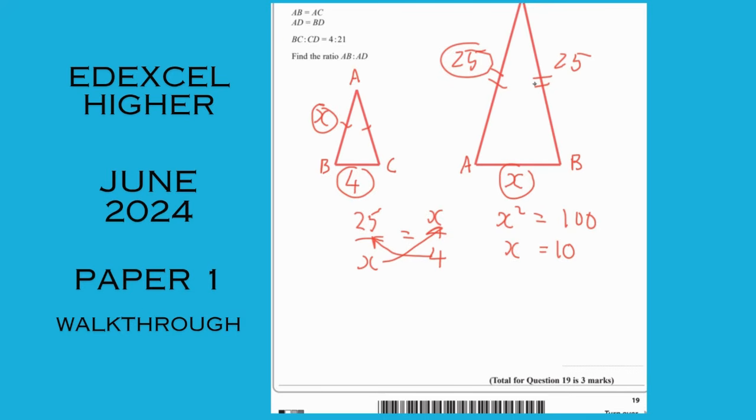Now that doesn't quite get us to the answer, but it does tell us that that's 10, or that's 10, depending on which way you want to go about it. But we're asked for the ratio of A to B, that's that distance there, that's the 10, to the ratio of A to D. That's the 25. And we can cancel that down. Divide both sides by 5.